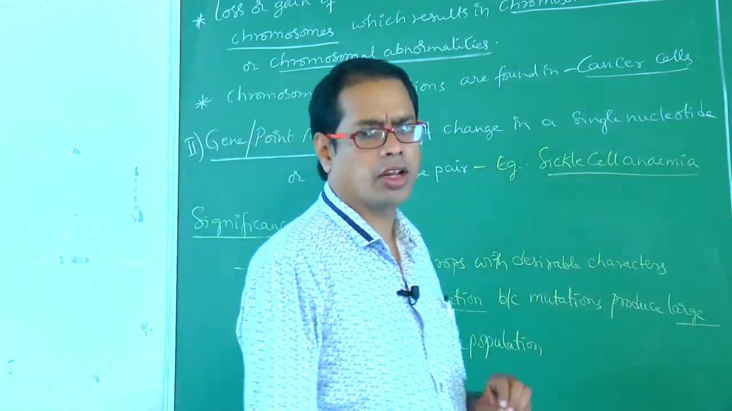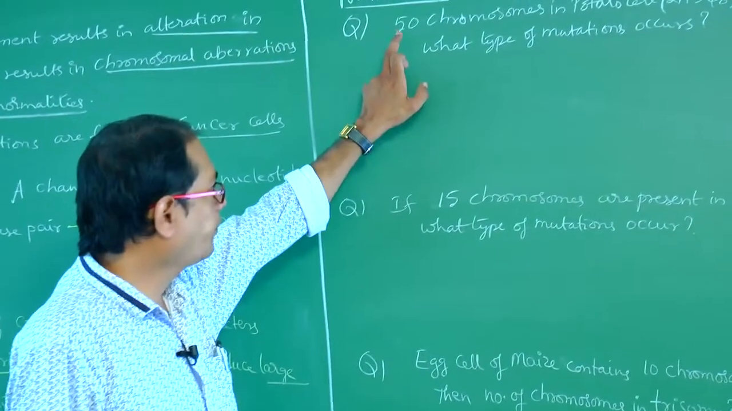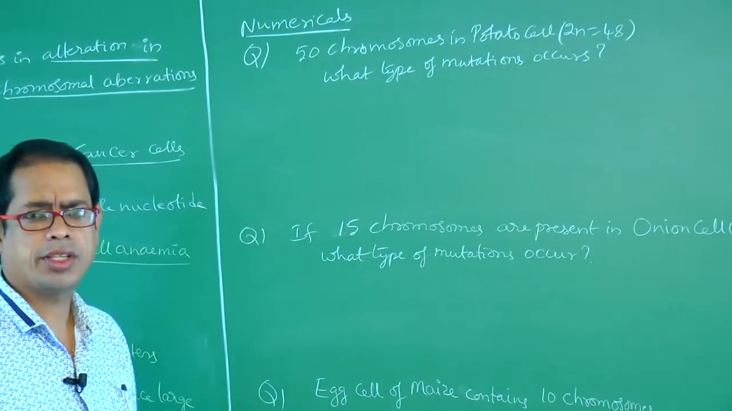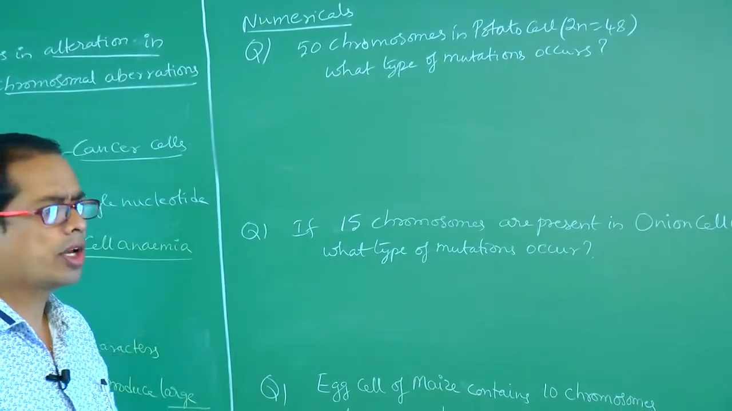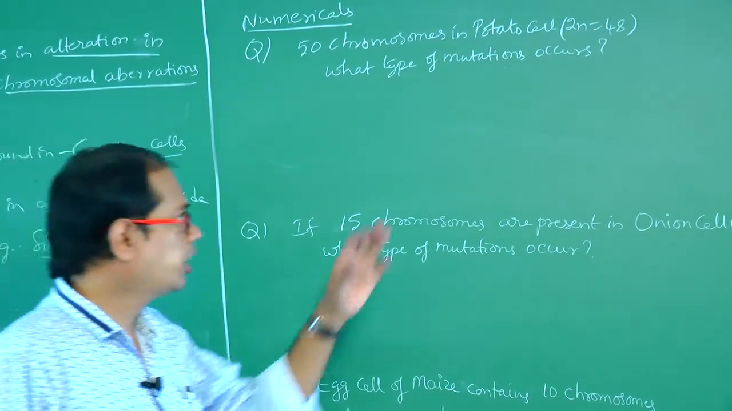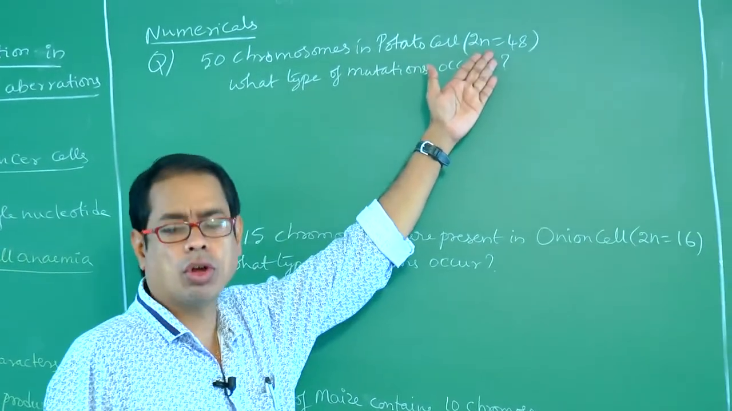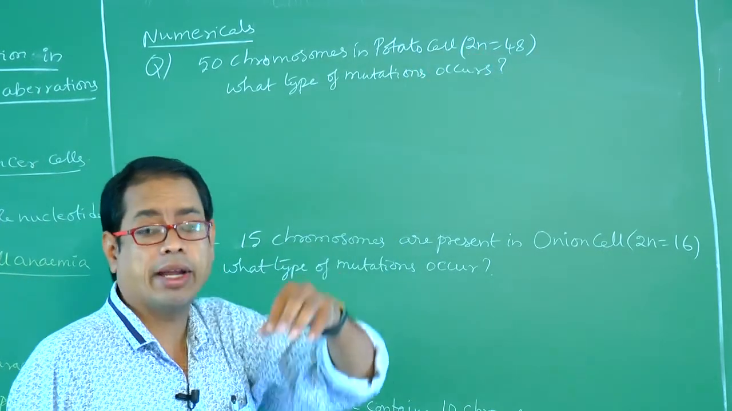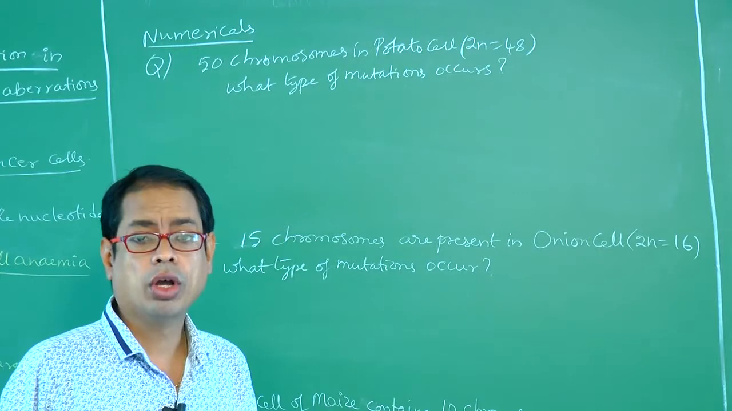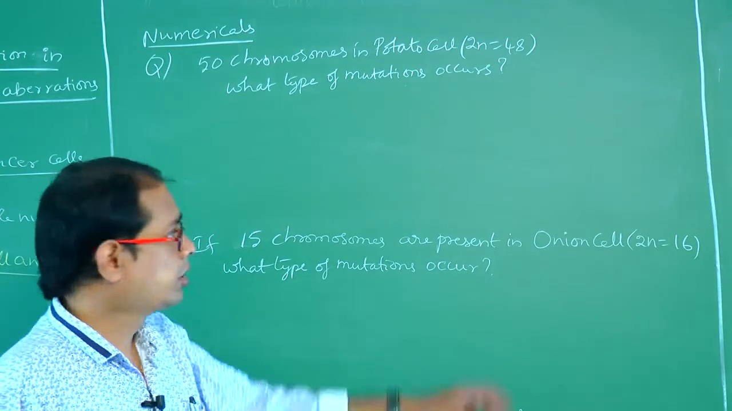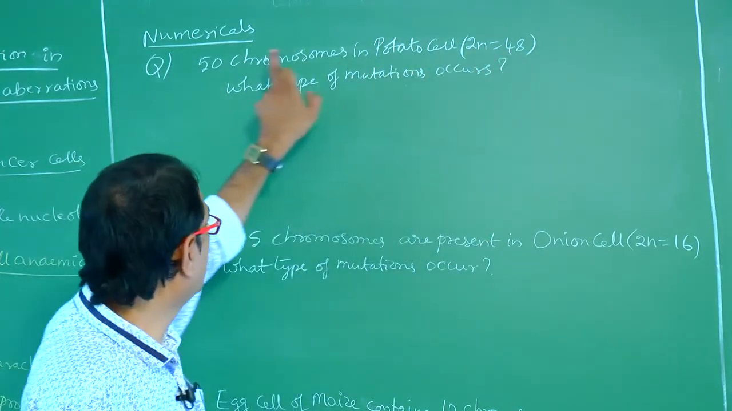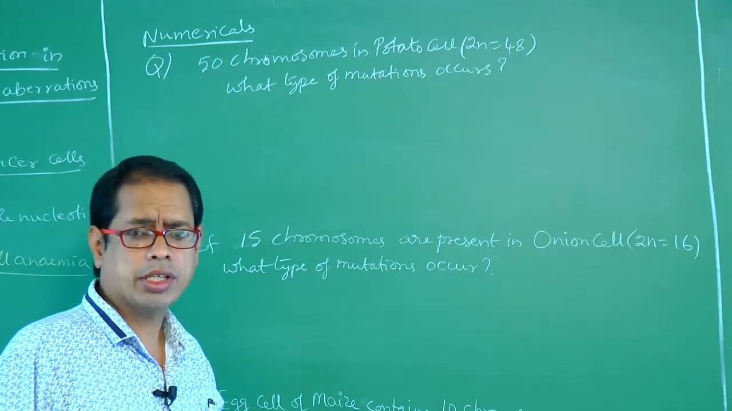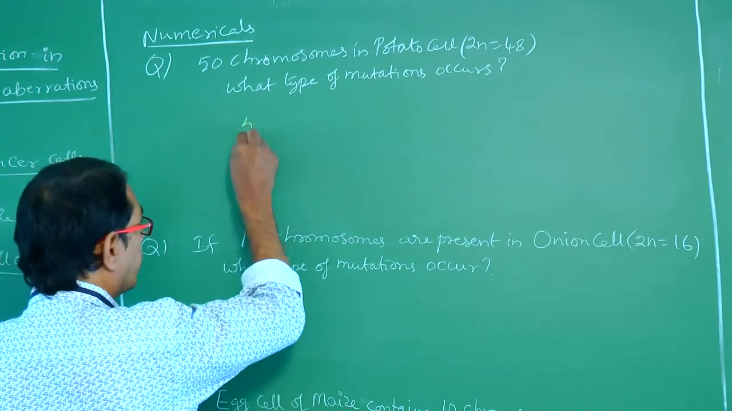Some numericals are there now, right? 50 chromosomes are present in a potato cell. What is the diploid chromosomal number in potato? This we have to know. Even though it is given in brackets, you have to know the number of chromosomes in potato. 2n is equal to 48. So 48 becomes how many? 50.